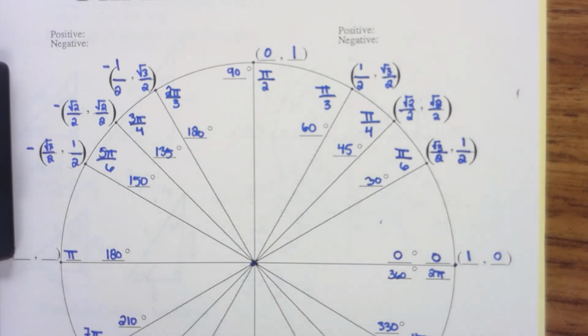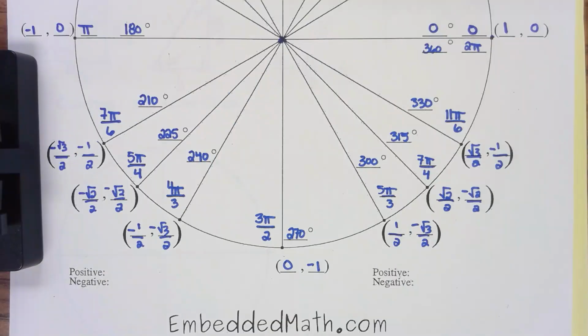All right, real quickly, go ahead and add in the coordinates for the rest of the unit circle. We'll check this, and then we'll start putting this to use.